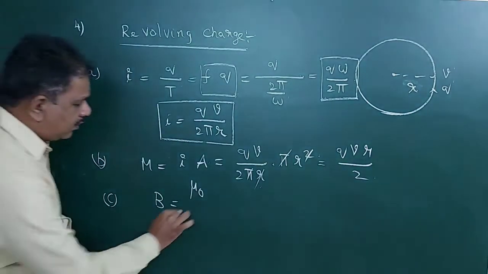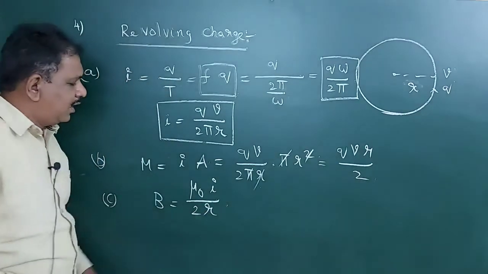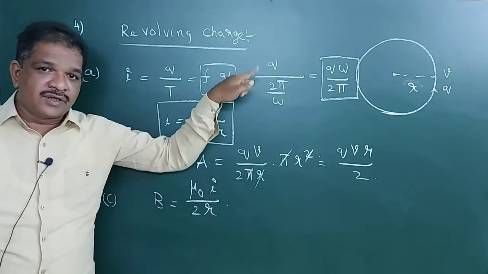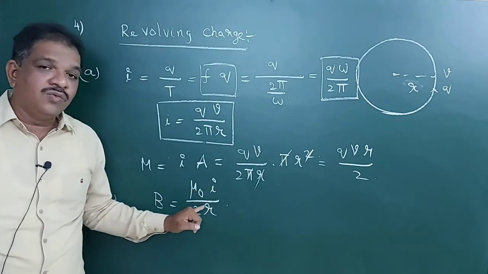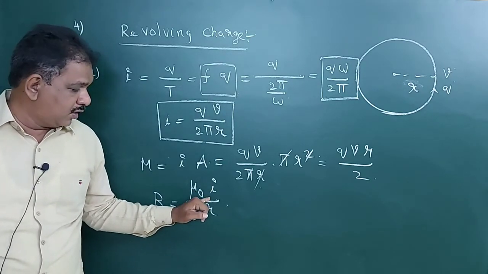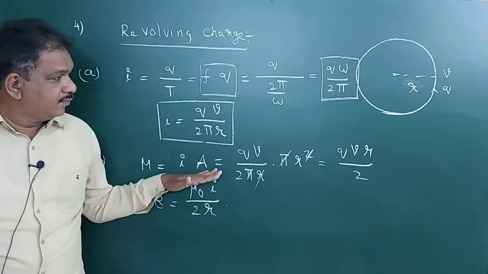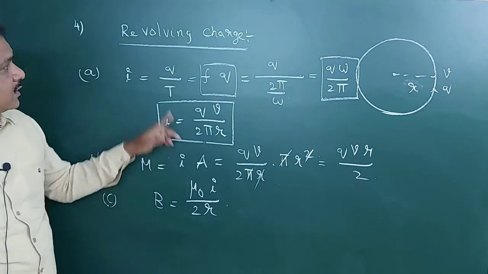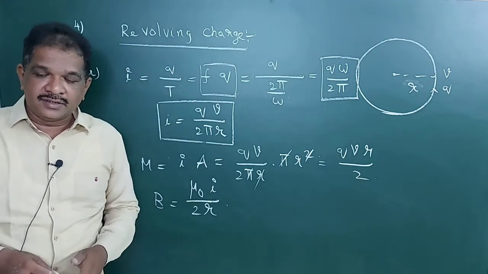In the same manner, what is the magnetic induction at the center? Questions like that will be there. We will use mu naught I by 2R, just like the circular coil center, mu naught N I by 2R. Here no N will be there, no number of turns. So mu naught I by 2R. These formulas they will ask relating to revolving charge.